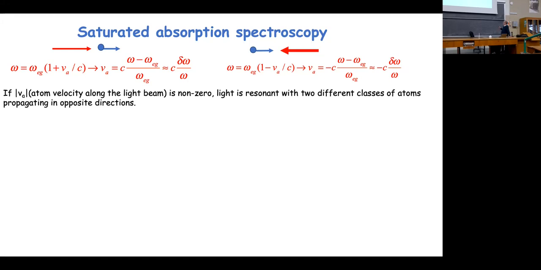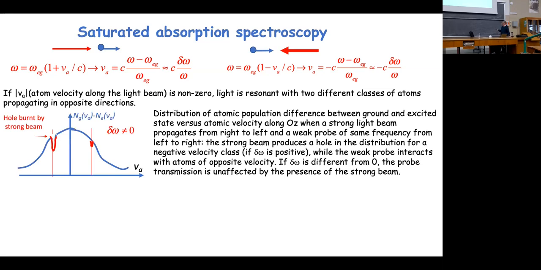Now, for the same atom going from left to right, what is the resonance condition for the counter-propagating beam here? You get a very simple expression, and now you find that v has to be equal to minus c delta omega over omega. So you see that for an atom moving with a non-zero velocity, this atom will see the 2 beams with different apparent frequencies. So what will be the effect of that?